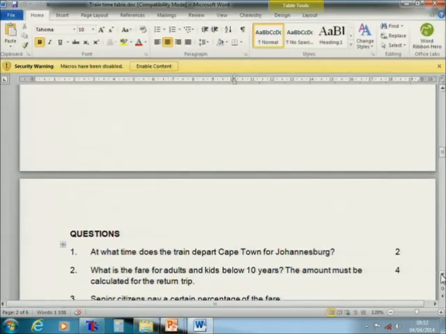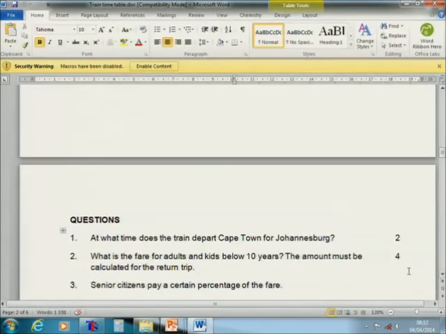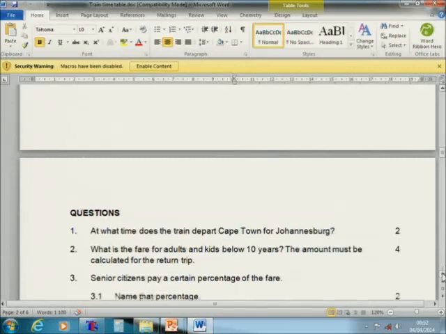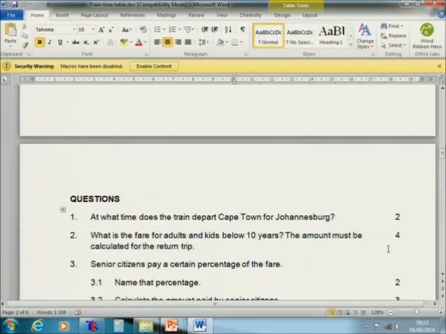That was question number 2. Let's go to question number 3 before we go on break, so that we can continue with the rest of the expected questions. Let's finish with question number 3. Senior citizens pay a certain percentage of fare. 3.1. Name that percentage. You have to go back.